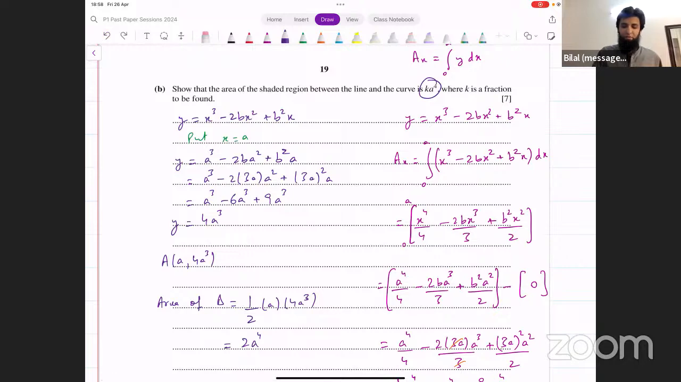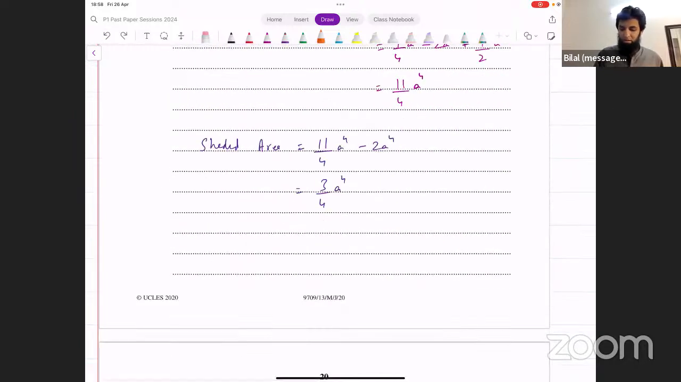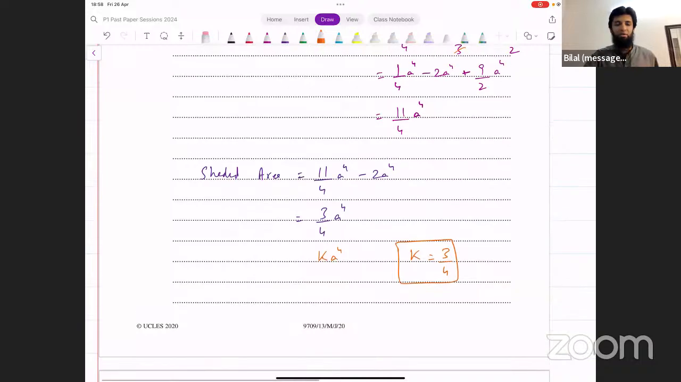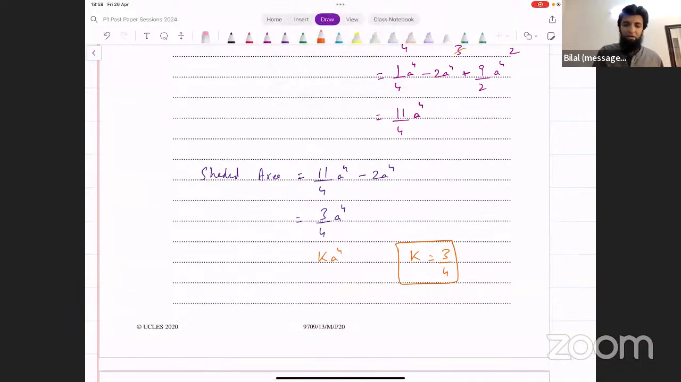This is the form, if you compare with k a raised to power 4, what's the value of k that you get? K equals 3 over 4, and that's what we were looking for. We've got the value of k. In fact, we have to find the area, not k. You just write k there. This is the actual answer, 3 over 4 into a raised to power 4. Make sense? Any problem with this?